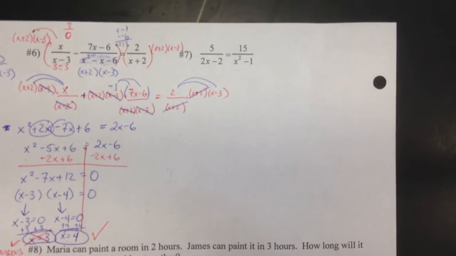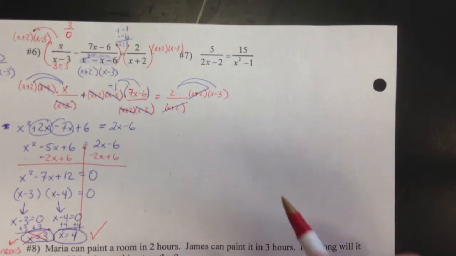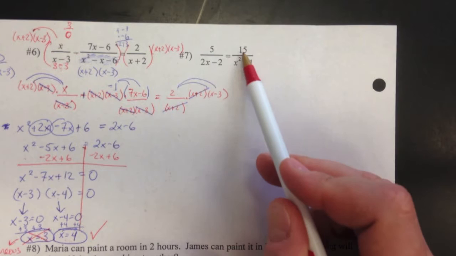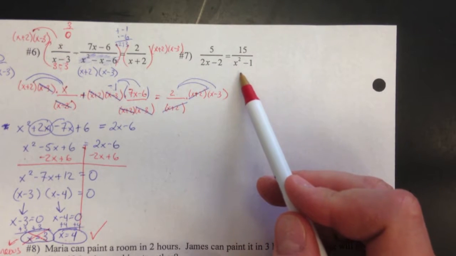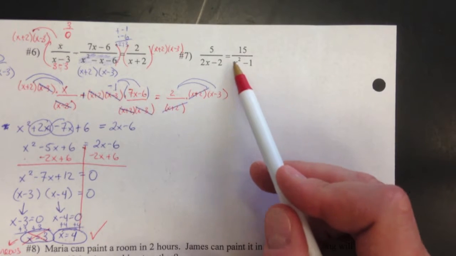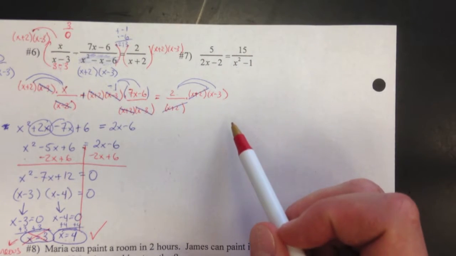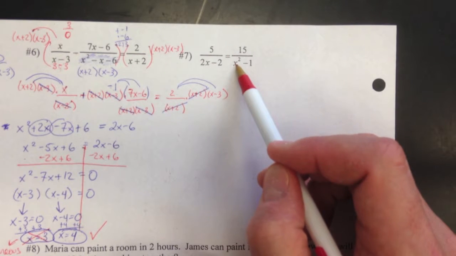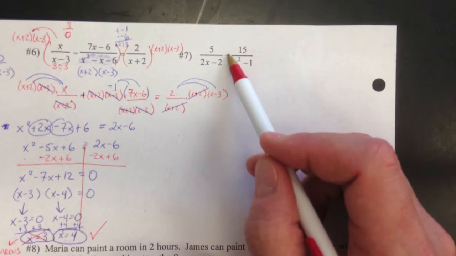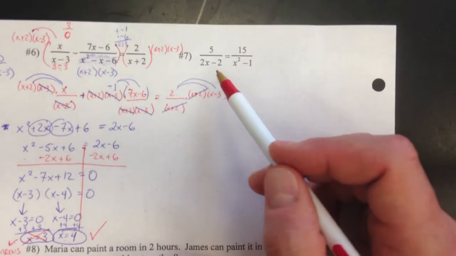Number 7. Now there's two ways we can do this. If you look at that, you may say to yourself, wait a minute, that's a proportion. We can probably cross multiply to solve that. If you want to, you can do that. You would do 5 times x squared minus 1. You can do 15 times 2x minus 2.